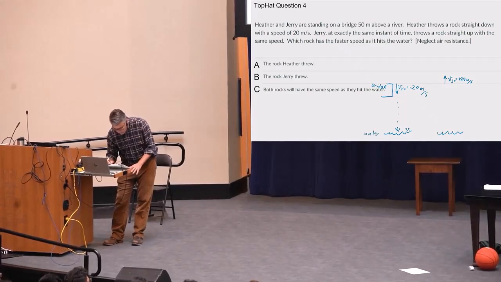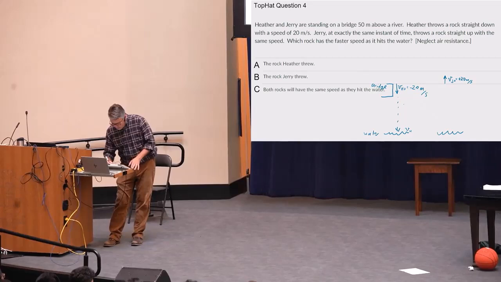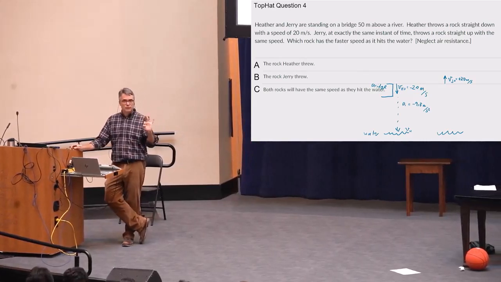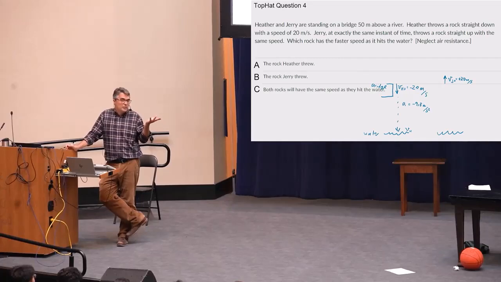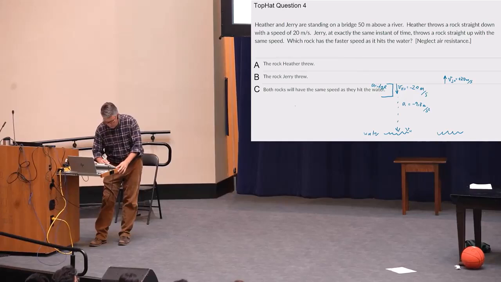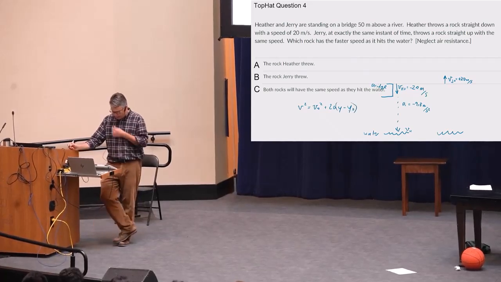Heather is the one who throws the rock straight down. So the initial velocity of the rock is minus 20, and then it'll accelerate with acceleration of negative 9.8 meters per second squared. So it's going to speed up on the way down. It's going to have some final velocity just before it hits the water. I don't think anyone cares about the time it takes, so you could use, for example, one of those equations, v squared equals v initial squared plus 2 times a times (y minus y0), or something like that. Anyway, you could find that speed.